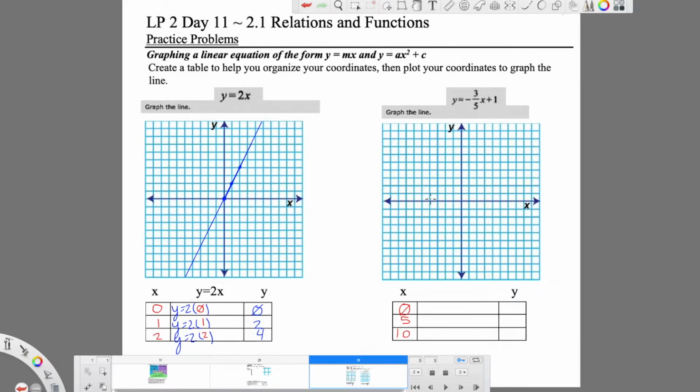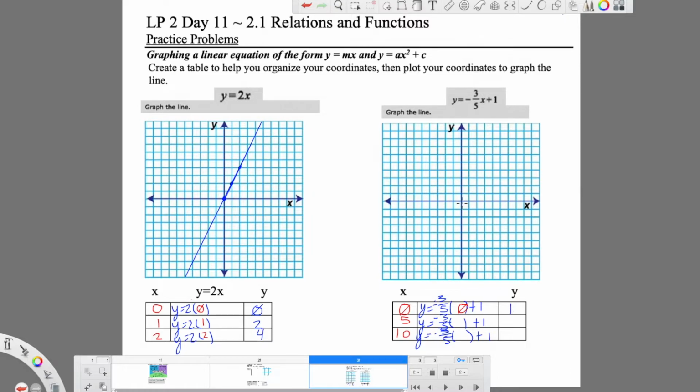All right, so let's go ahead and look at this one. So we have y equals negative 3/5 times x. Sorry, I got a little sloppy on that last one because I started to write a 5 instead of a 3. All right, so the first number I did choose 0 still, because anything times 0 cancels out. It becomes 0. So 0 plus 1 is 1. So that's my first point, 0, 1.